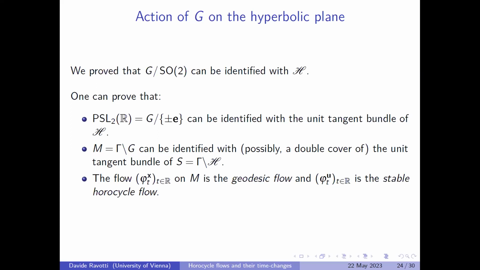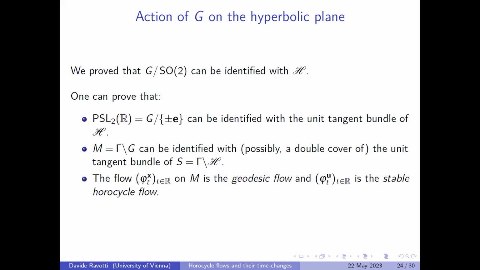And I will not give you the proof, but it turns out that you can actually do a bit more. You can actually prove that PSL2R can be identified with the unit tangent bundle of the hyperbolic plane, and the information contained in the rotation subgroup gives you the orientation of the tangent vector. The quotient of G by a discrete subgroup can be identified with the unit tangent bundle of the quotient of H by the same subgroup. So this is maybe an answer to the previous comment.